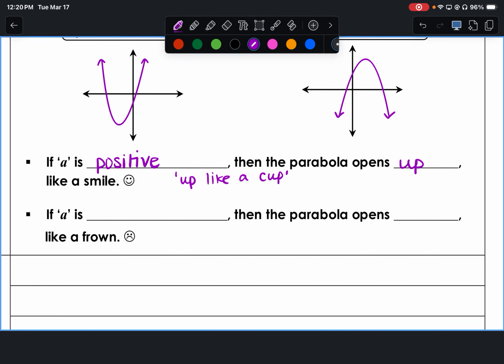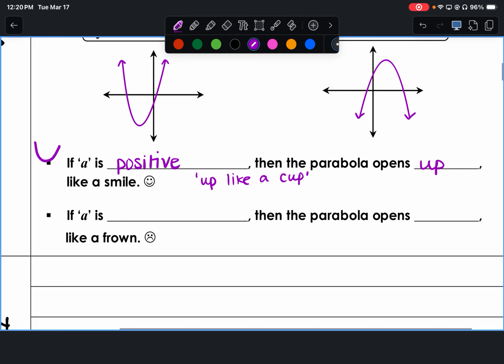Now when we have that, that is us having our parabolas that open like that. Now, if a is negative, the parabola opens down like a frown. Oh, that rhymes. Because when you're sad and if people are being negative and mean, it makes you sad, so you frown. Okay, down like a frown.